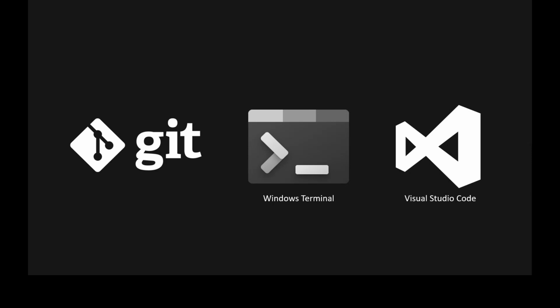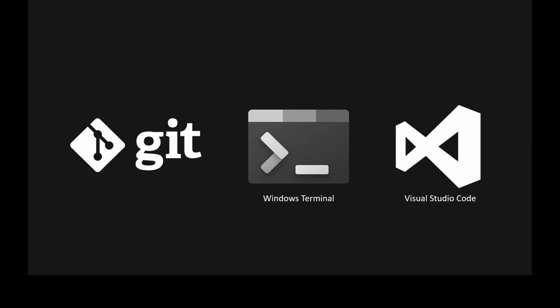So the only thing you really need is Git and an interface to interact with it. That can be the command line. And if you install Git, you get a Linux-like interface already built in, but I don't like that interface. It's a little bit too archaic. So I want to use something else, Windows Terminal and Visual Studio Code. So the only thing you really need is Git.